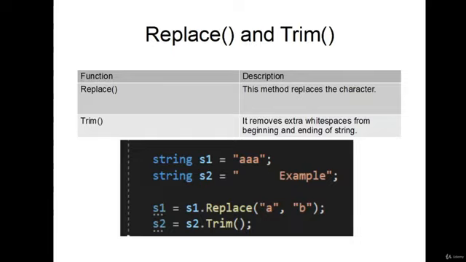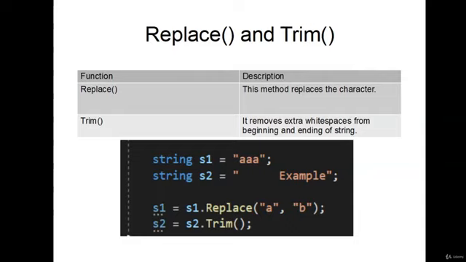So if you look below, we have S1, which equals A. So what we do in the third line is we take the S1 variable and we use the Replace method. And when you call the Replace method, there are two things you need to pass. The first is the character that you're looking for, and then the second one is the character you want to replace it with. So here we're looking for the A and we're replacing it with B. So A then becomes B.